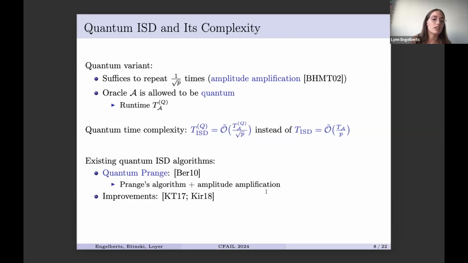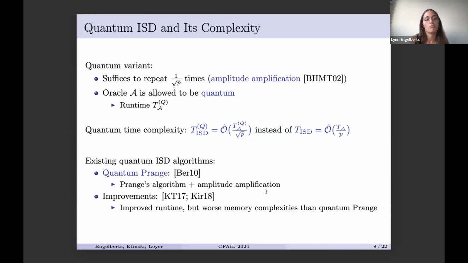And this is work by Kachigar and Tillich and by Kirshanova. And their quantum ISD algorithms have improved runtime, but worse memory complexities than quantum Prange. And I highlight quantum Prange here because this will be sort of our baseline for comparison, because clearly if we want to come up with a new quantum ISD algorithm, we would like it to be better than the first quantum ISD algorithm.